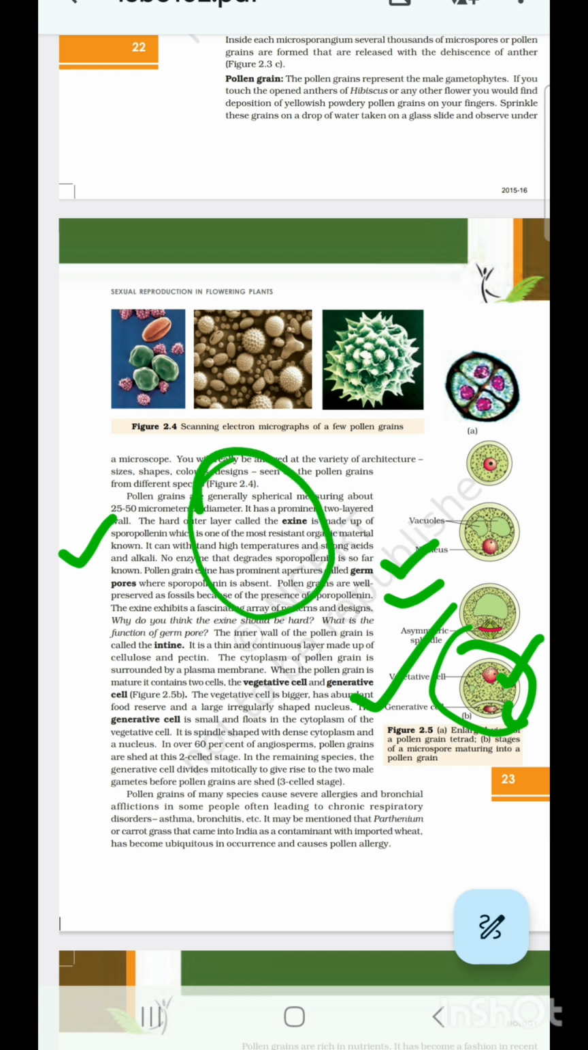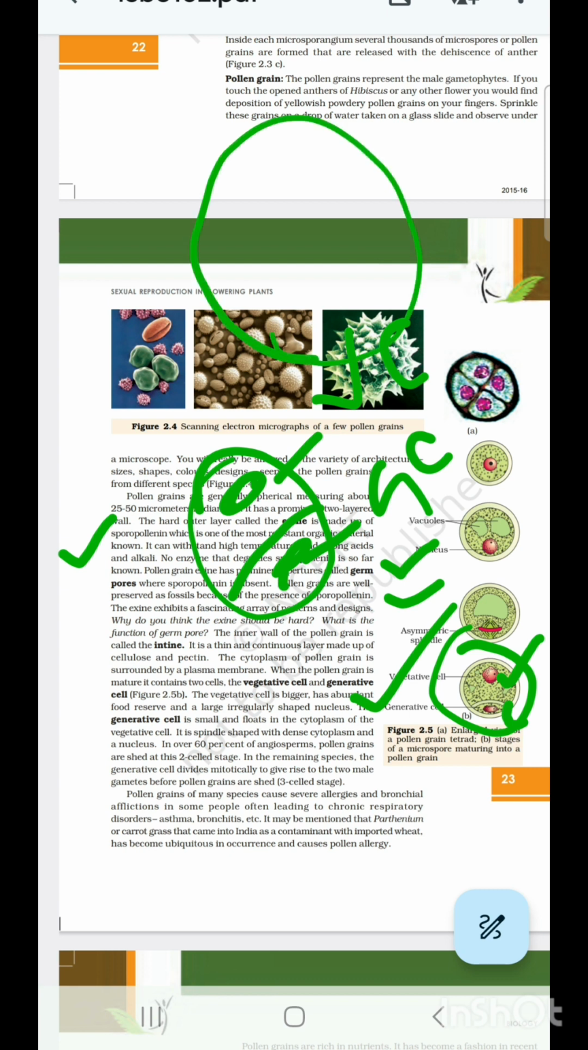Generally at the two cell stage, where the generative and vegetative cells are present, the pollen grain is shed or released from the plant or flower. But in some species they are shed at the three cell stage, where the generative cell divides mitotically to form two male gametes. So in the three cell stage, the vegetative cell and 2 male gametes are present.